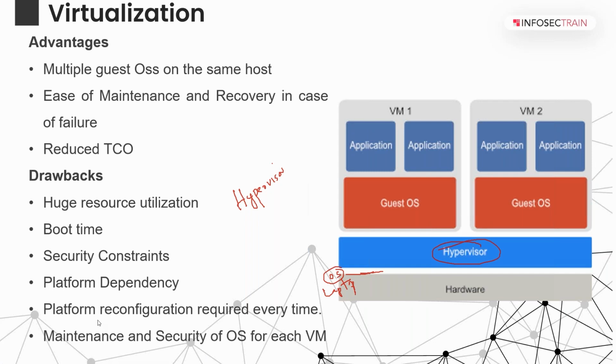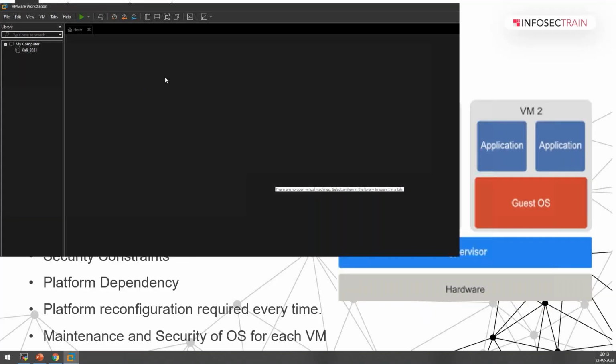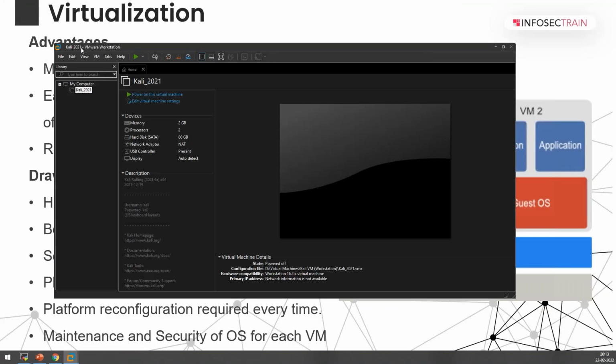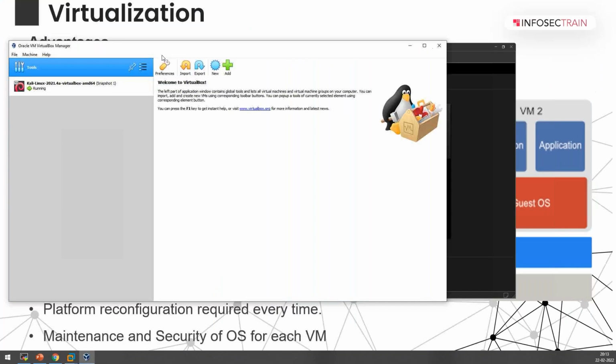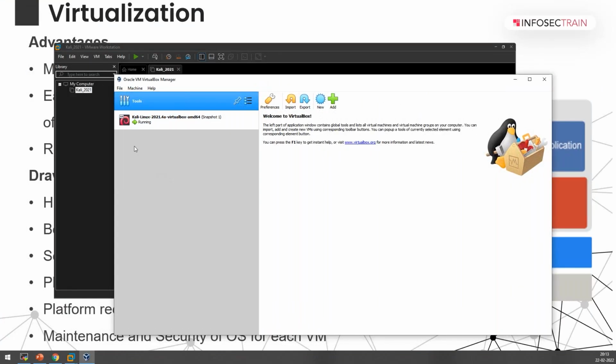I'm opening a hypervisor software which I have already installed. There are many such softwares, like VMware Workstation and Oracle VirtualBox. VMware Workstation is a paid software, because it's an enterprise version. Like the same way, we have another tool called VirtualBox, which is free of cost. So these two things you see here are two different hypervisor softwares.